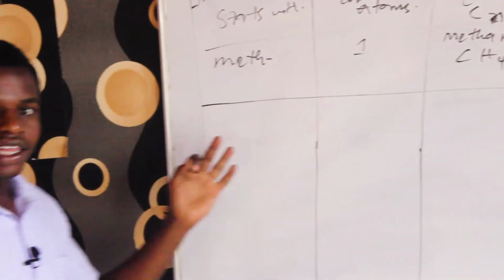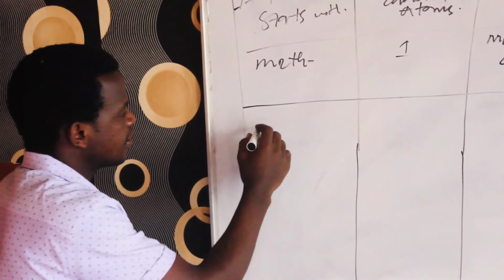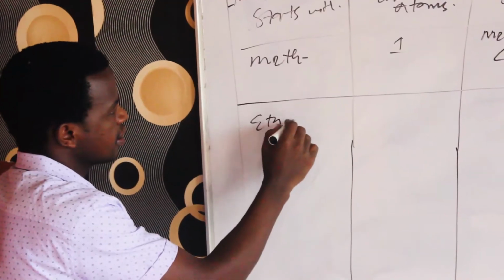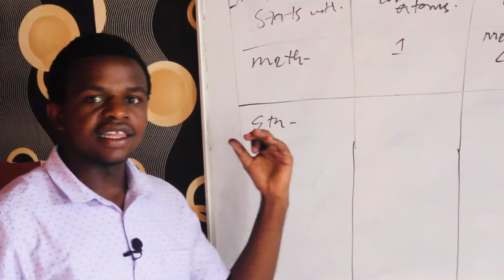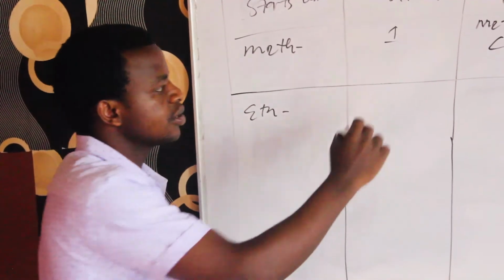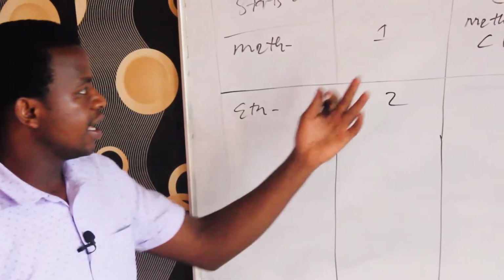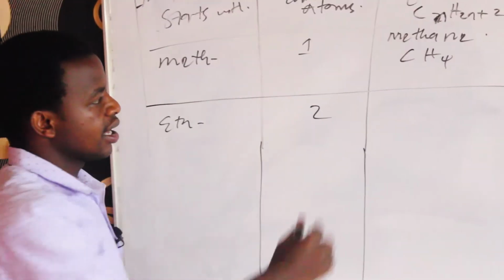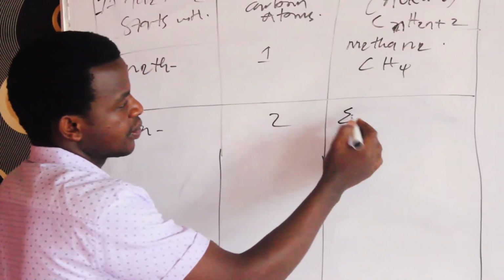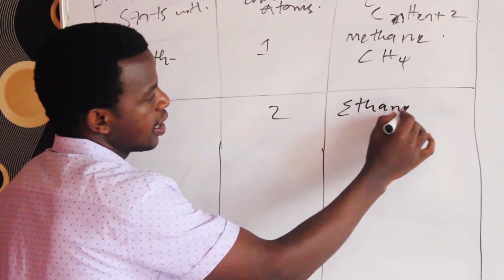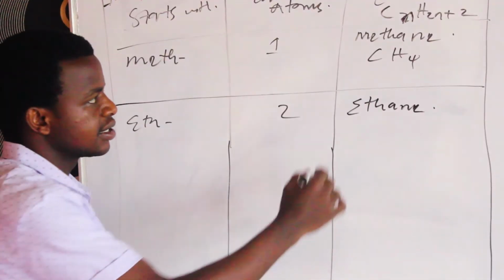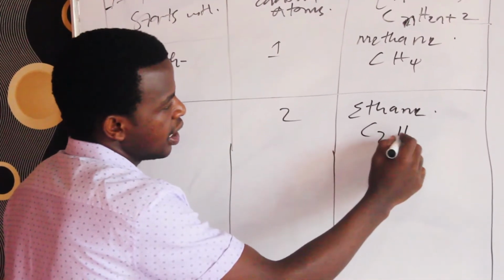So let us look at another situation. If the name starts with eth, that means that the organic compound has 2 carbon atoms. And an example from the alkanes I can give is ethane. And the formula of ethane is C2H6.